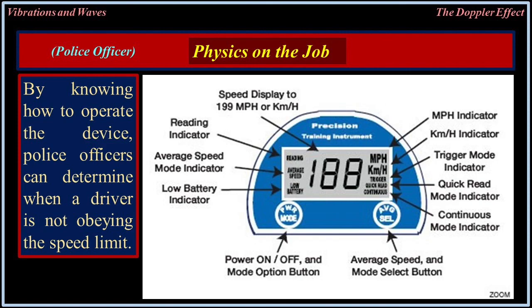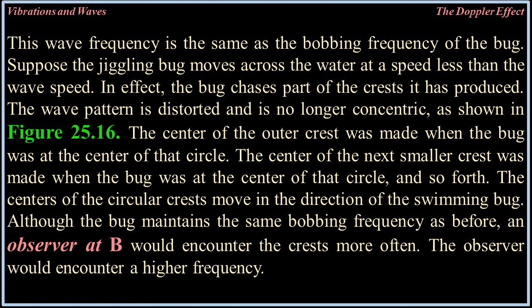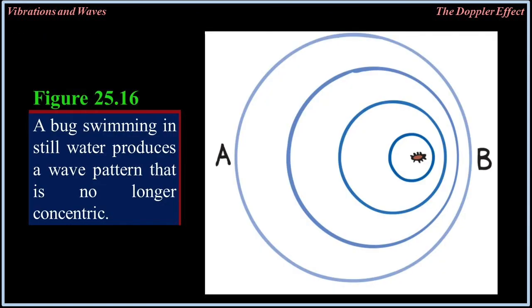Let's study this picture carefully. This wave frequency is the same as the bobbing frequency of the bug. Suppose the jiggling bug moves across the water at a speed less than the wave speed. In effect, the bug chases part of the crests it has produced. The wave pattern is distorted and is no longer concentric, as shown in figure 25.16.